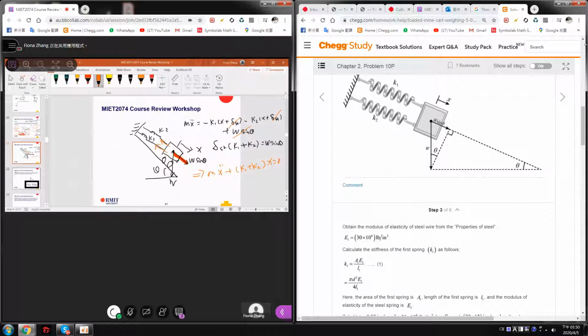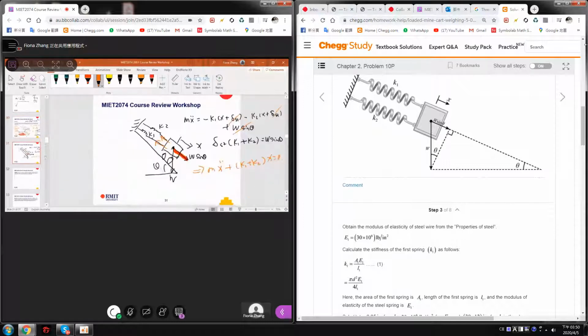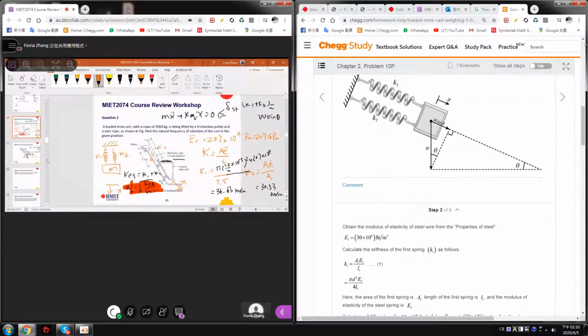Right, no question. We go to the next. Oh, okay. So here I give you an answer, right? So you can check the answer by yourself. So omega n, after you calculate, omega n actually is 5.7948 radians per second.